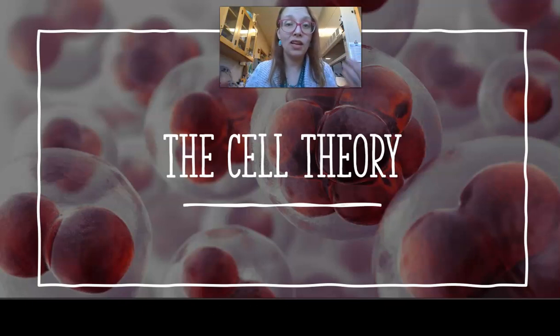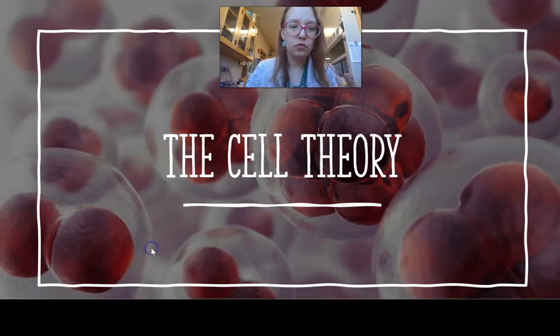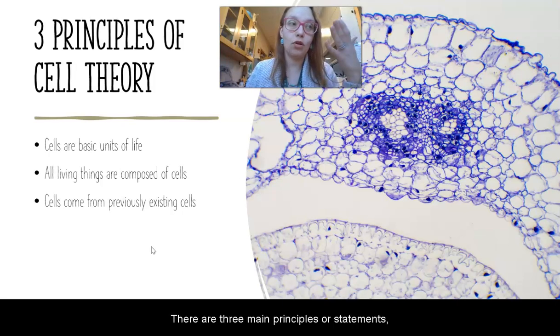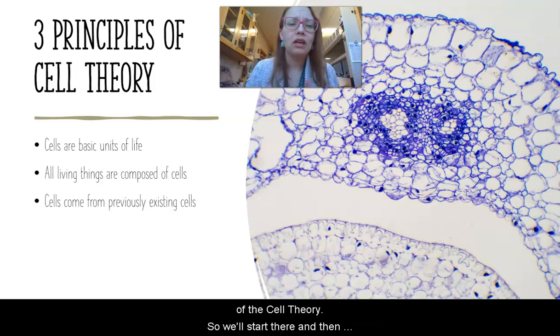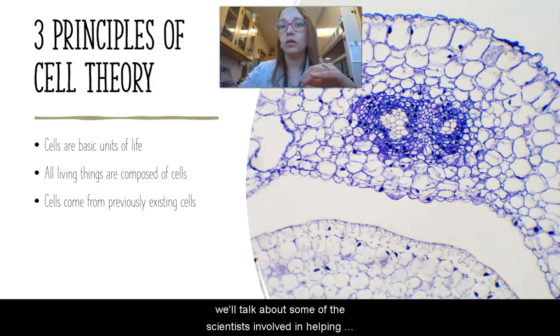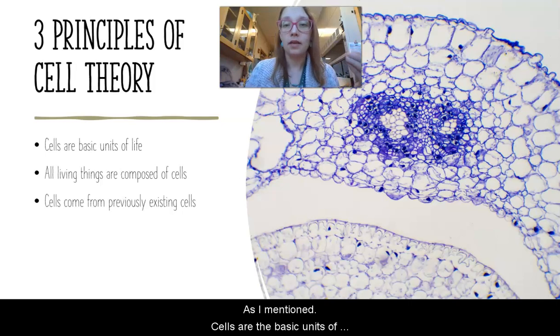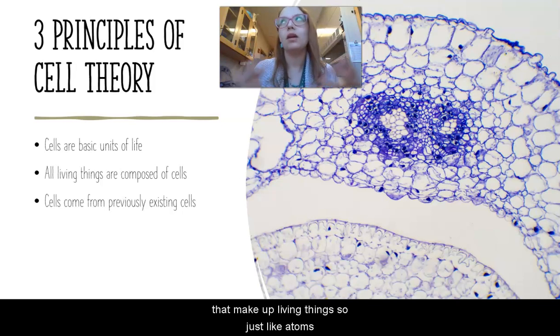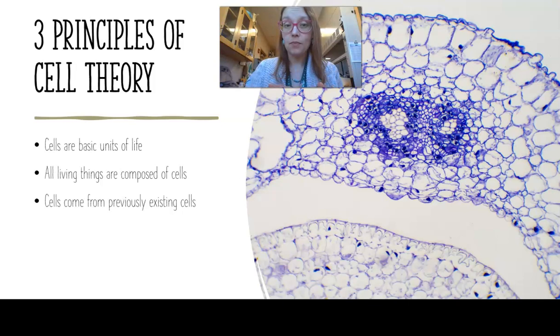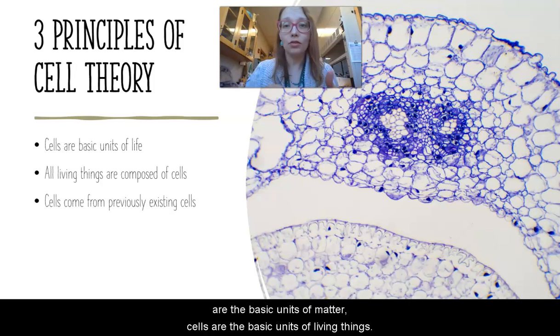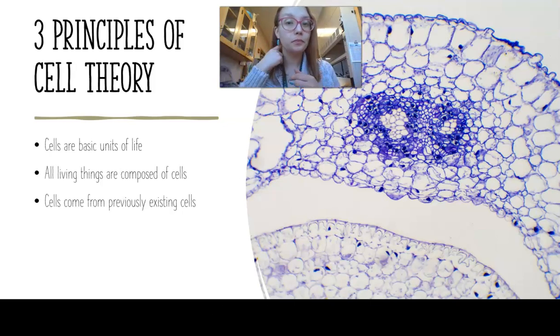And a great place to start is what we call the cell theory. In order to talk about cell theory, there are three main principles or statements, tenets, if you will. We'll start there, and then we'll talk about some of the scientists involved in helping come up with these three principles. So there are three, as I mentioned. Cells are the basic units of life. They're the bits and pieces that make up living things. Just like atoms are the basic units of matter, cells are the basic units of living things.